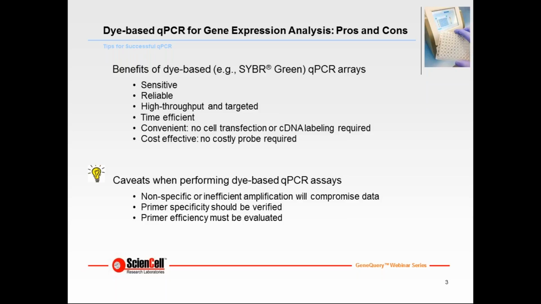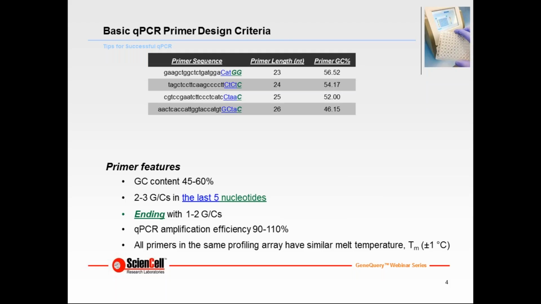Furthermore, all qPCR data analysis is based on a prerequisite that the qPCR efficiency is around 100%. Therefore, before performing dye-based qPCR assays, primer specificity should be verified and primer efficiency must be evaluated. Since primer specificity and efficiency is decisive in whether or not your qPCR assays can be reliable, good primer design could be considered as the most important aspect in successful qPCR.